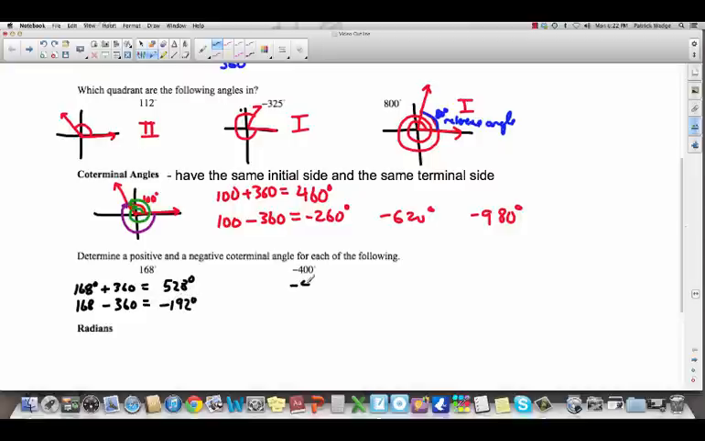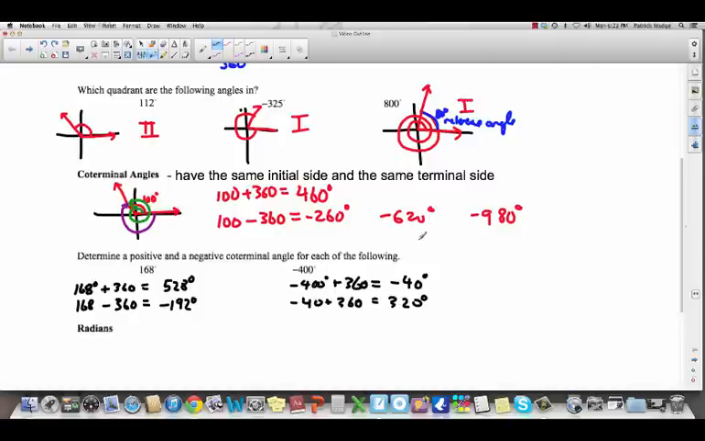Okay, negative 400 degrees, we want to get a positive coterminal angle, so we'll add 360 degrees. We get negative 40. Hey, we didn't make it. So what should we do? Add another 360 degrees. And you end up with 320 degrees. Hey, look, we have exactly what we wanted. A negative coterminal angle and a positive coterminal angle. So we've done exactly what we needed to do.